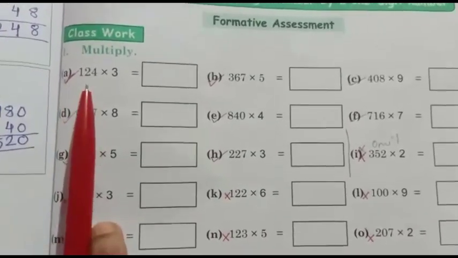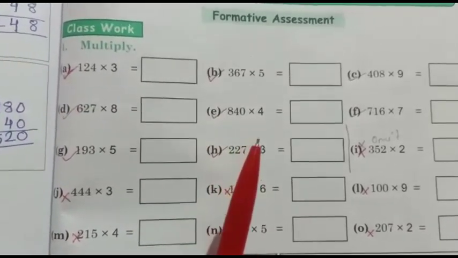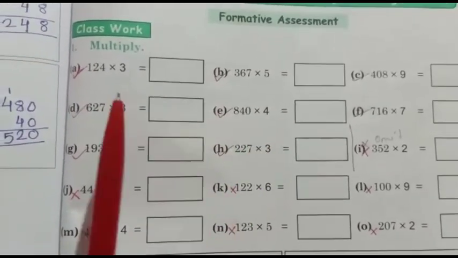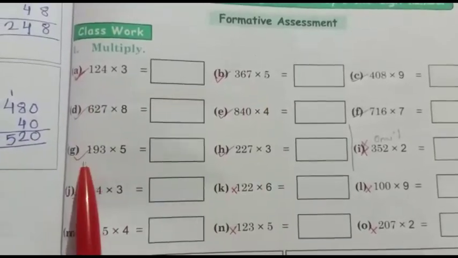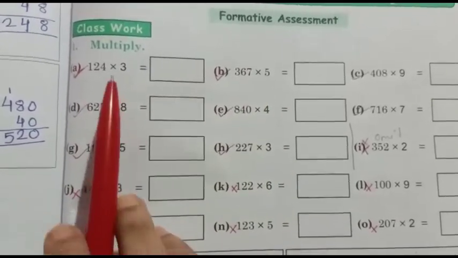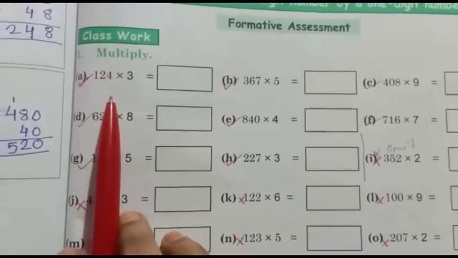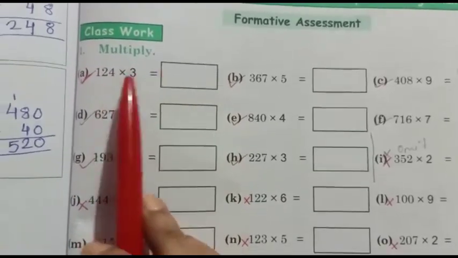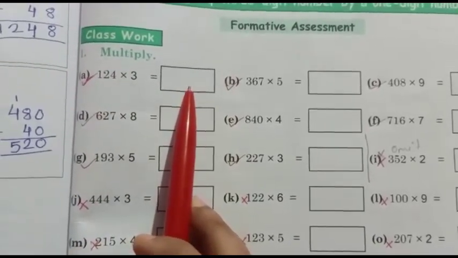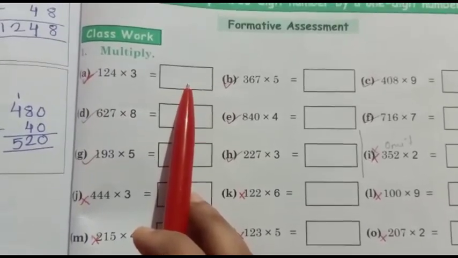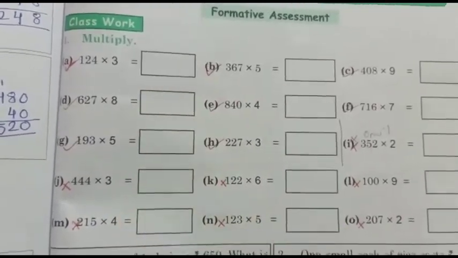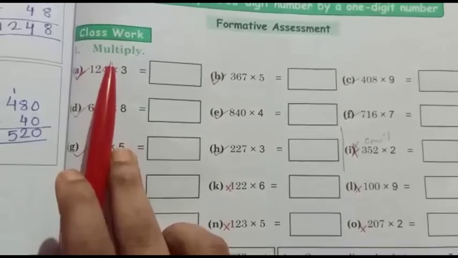From A to H I will explain how to solve, but you are going to solve these sums in your notebook, not in your combined book. First we will solve in your maths notebook, and whatever the answer is, you are supposed to write that answer here in the box. In this way we are going to solve the sums. Now let us solve question number 1, multiply.